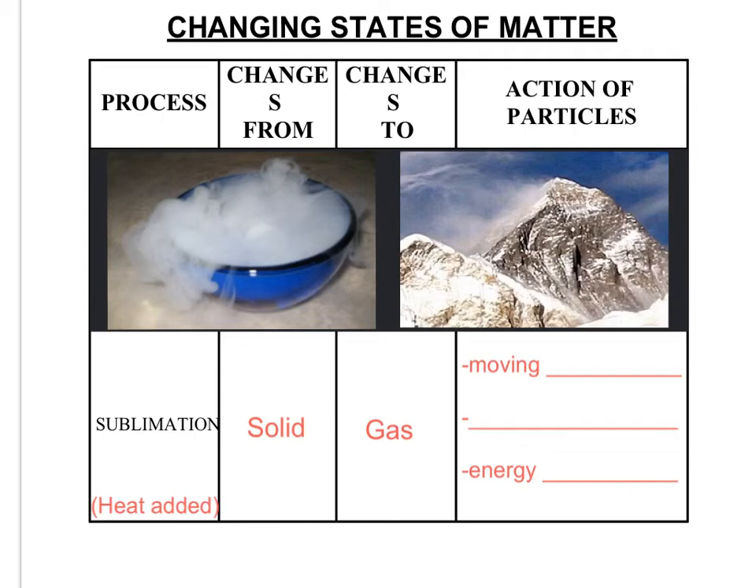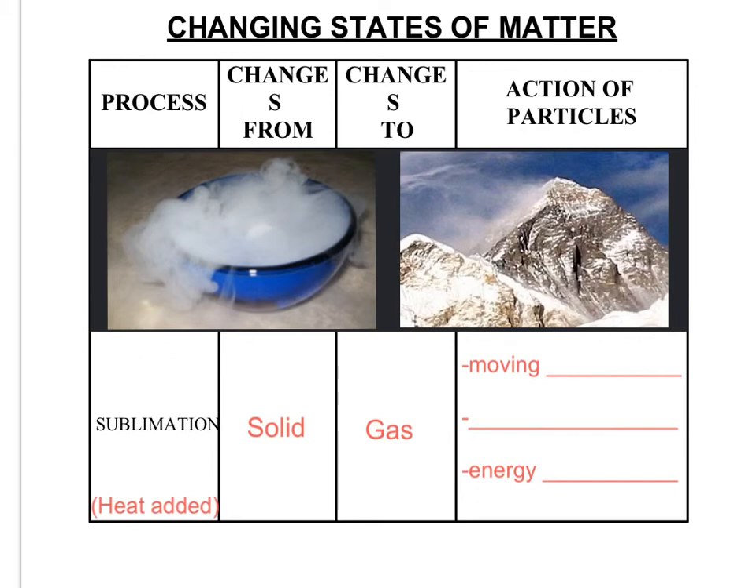So our state of matter is changing from a solid to a gas. So now you're going to tell me, remember we're skipping the liquid phase when we go through sublimation. So now you're going to tell me how the action of the particles are for this when we go completely from a solid to a gas. So, describe for the first bullet how they're moving.